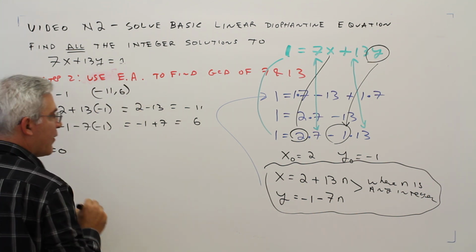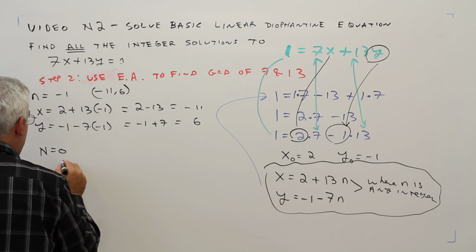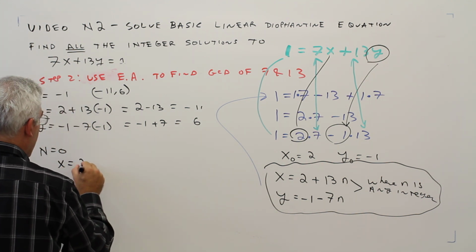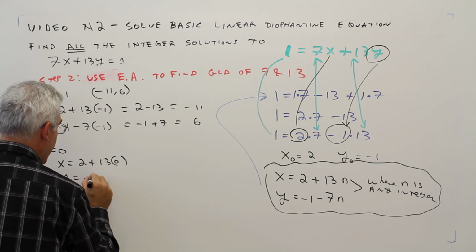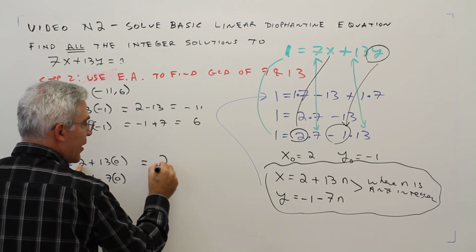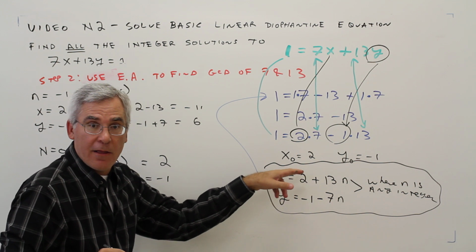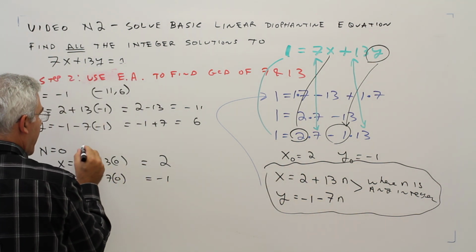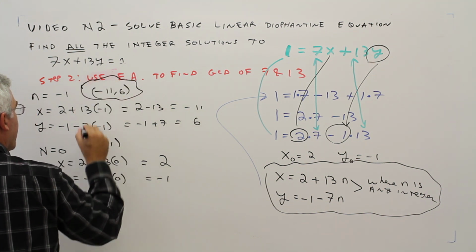If n equals 0, I'll just show you. X equals 2 plus 13 times 0. Y equals negative 1 minus 7 times 0. That's going to be 2. That's going to be negative 1. I'll write that as an ordered pair. 2 comma negative 1, and I'll circle them.